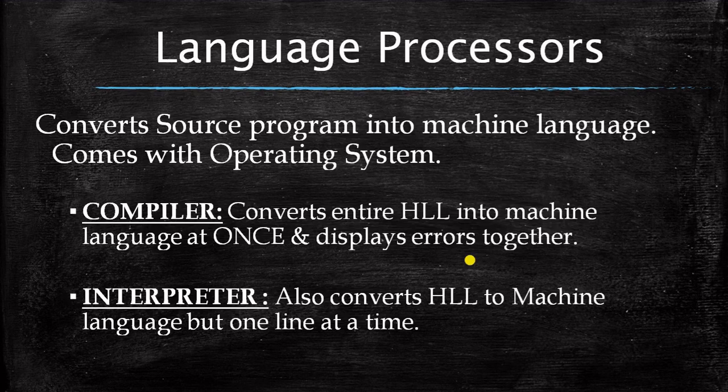First it will check the first line. If there is an error, it will send you the message. Then again it will check the second line. Then again it will check the third line. It is totally time taking, but the compiler is time saving. So normally while converting high level to low level, they use a compiler.